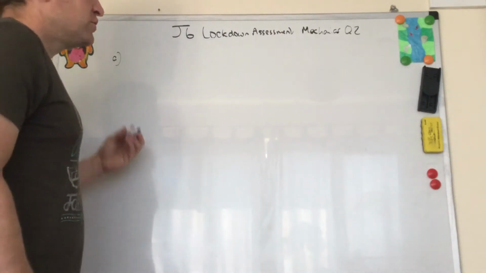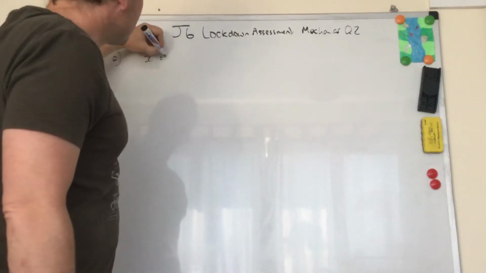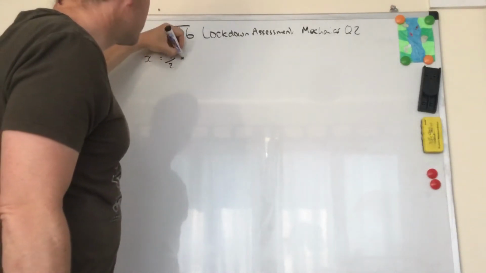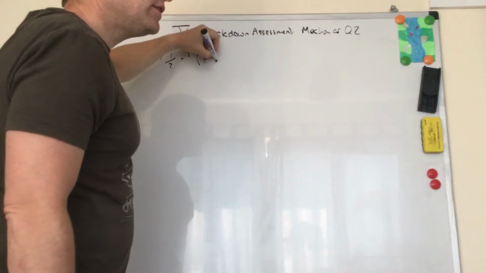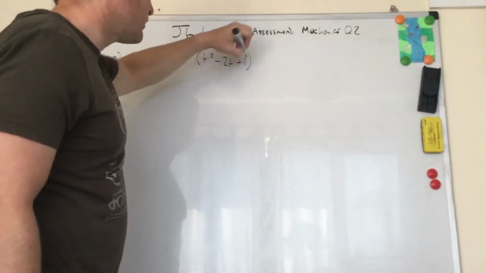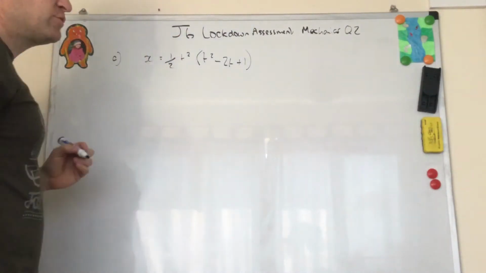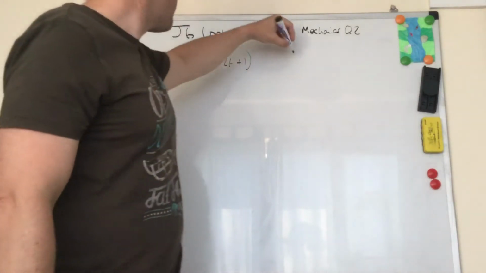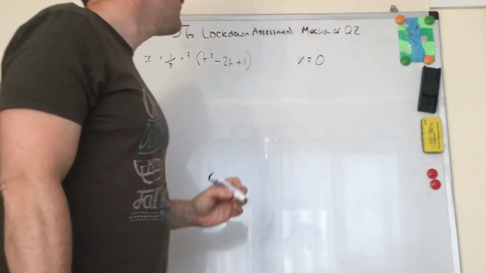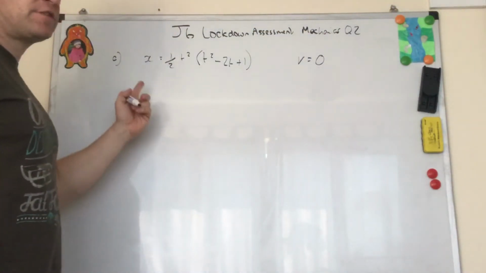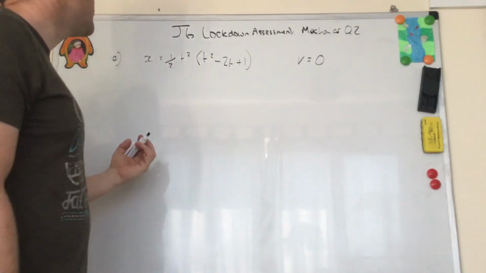Okay, so we get x equals a half t squared (t minus 1) squared. Find the times when P is instantaneously at rest, so we want velocity to be 0. Okay, velocity is dx by dt, so rate of change of displacement with time.